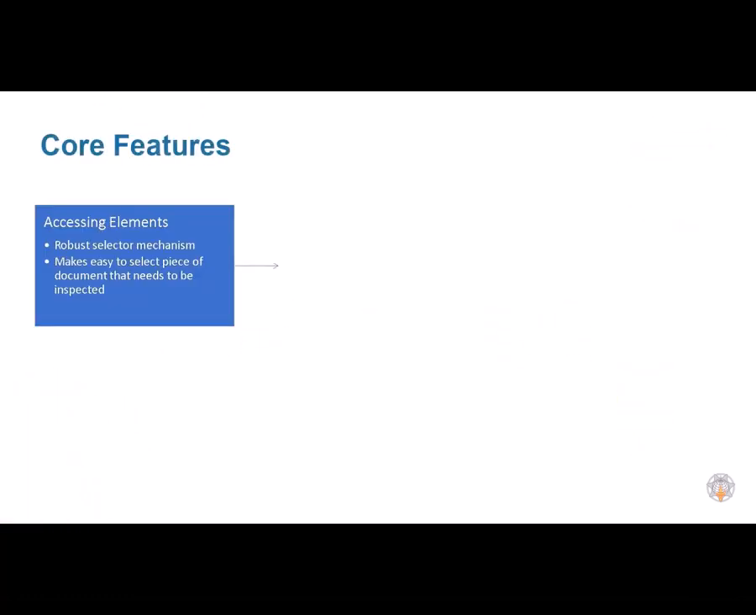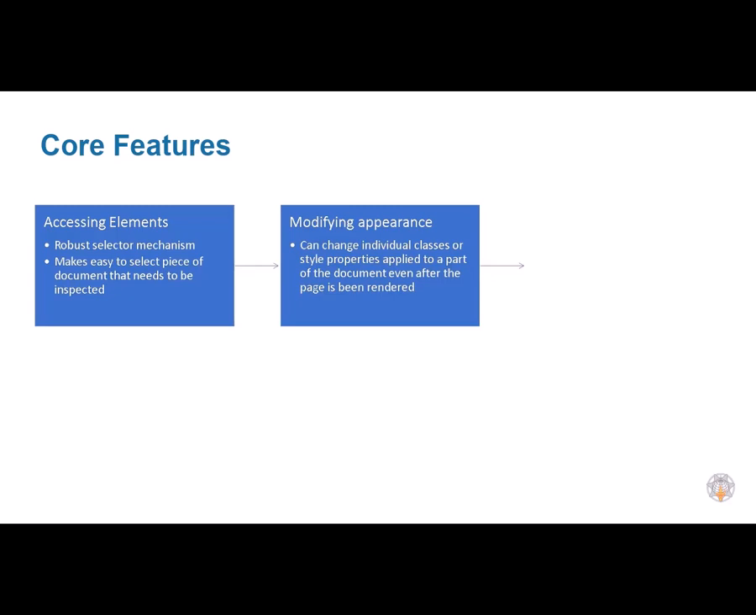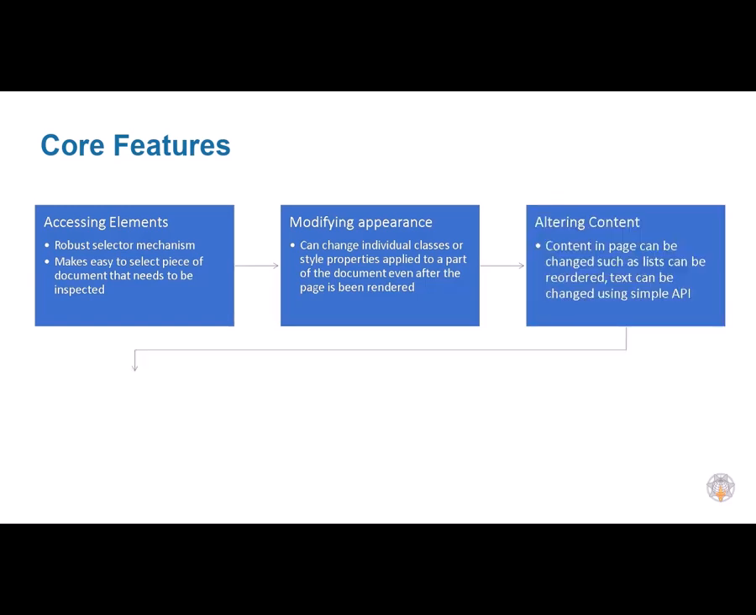Now let us see what are the core features of jQuery. The first feature is of accessing elements. There is a robust selector mechanism available in jQuery. It makes easy to select a piece of document that needs to be inspected or manipulated. The second feature is modifying appearance. Using jQuery, you can change individual class or style properties applied to a part of the document even after the page is rendered.